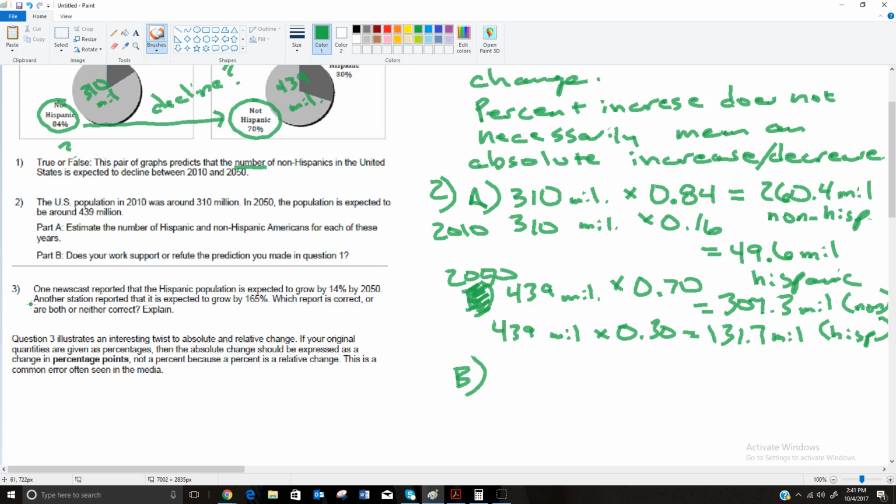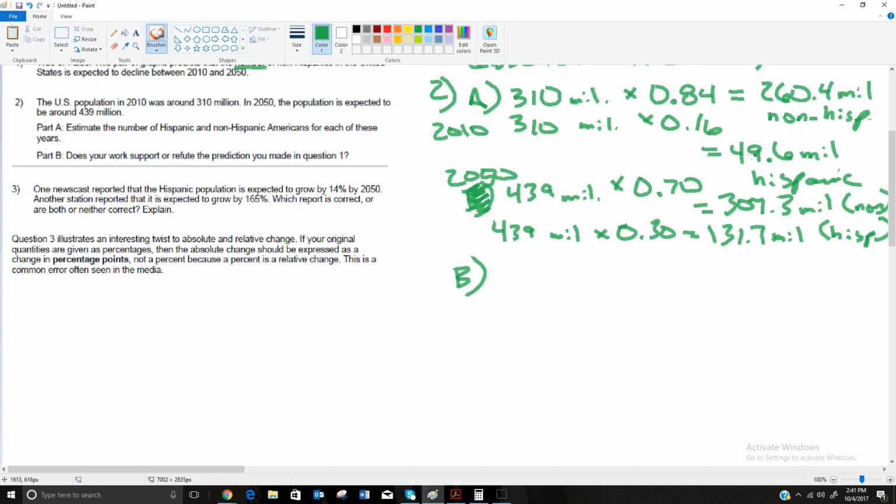So it says here, one newscast reported that the Hispanic population is expected to grow by 14% by 2050. Another station reported that it's expected to grow by 165%. Which report is correct, or are both or neither correct? Well, I'll show you where they both come from, and then we'll talk about which one is actually the more accurate mathematical way to explain it. So if we look at the numbers that we got here, the Hispanic population is supposed to grow again from 49.6 to 131.7.